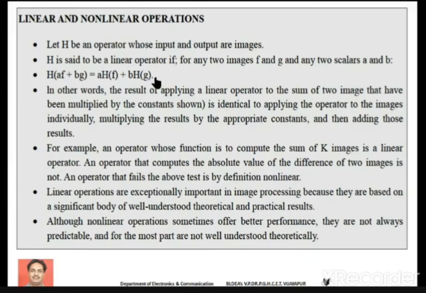So this is about linear and non-linear operations. Simply write this equation and you can say that any operation that satisfies this equation is called a linear operation, and any operation which fails to satisfy this condition is known as a non-linear operation. And you have to explain the parameters in the equation, right? H is the operation, F and G are the two images, A and B are the two scalars.